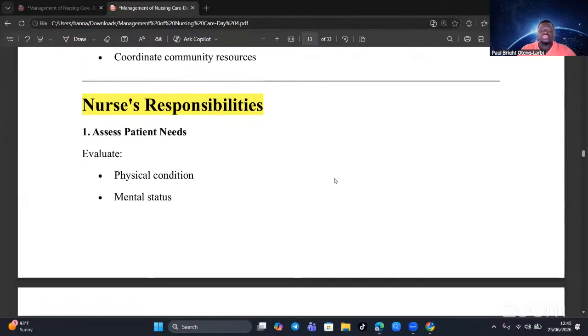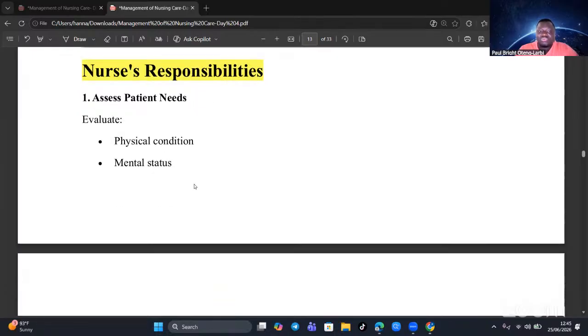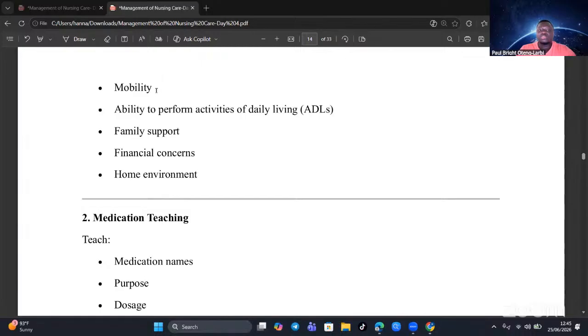So the nurse, what is your role as a manager? You assess patients. The patient is going to be discharged. Make sure proper assessment goes in. Is he fit to be discharged? What is the physical condition of the patient? What is the mental status? The mobility of the patient. Can they walk by themselves, or are they going to be given a mobility aid, a walker, a wheelchair, or whatever? Okay. Ability to perform activities of daily living. Can they do it or not?